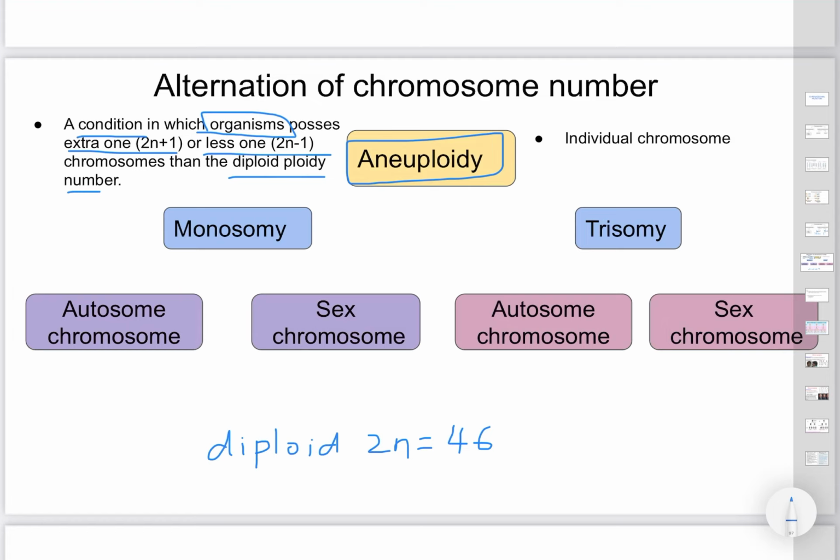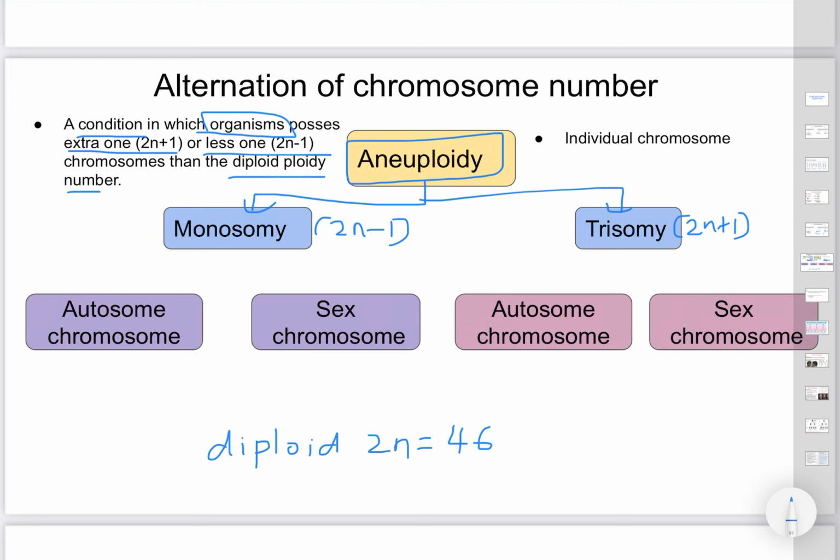Aneuploidy can be divided into monosomy and trisomy. Monosomy is a condition where an individual has one less chromosome, which is 2n minus 1, while trisomy is a condition where the organism has one extra chromosome, which is 2n plus 1.